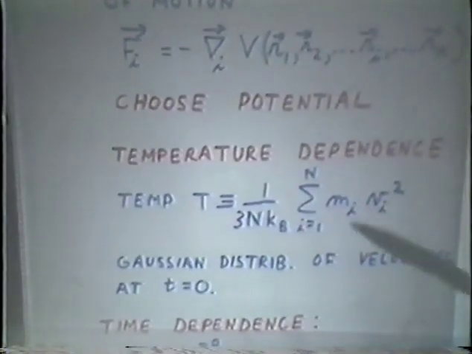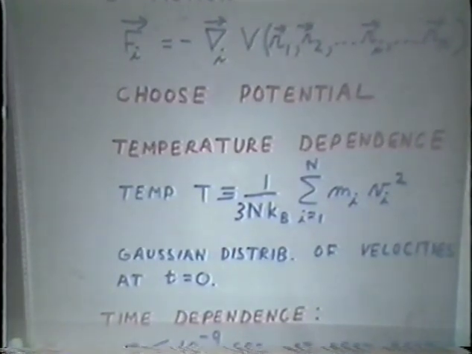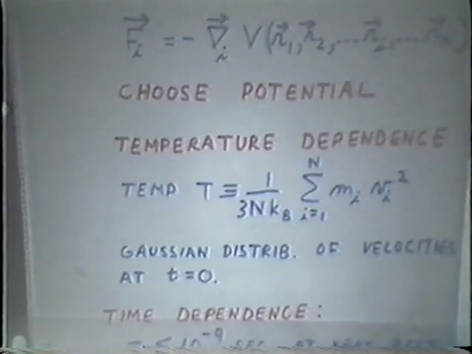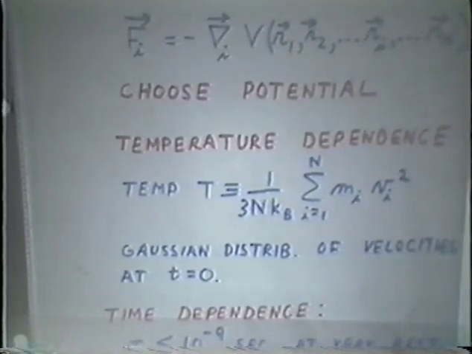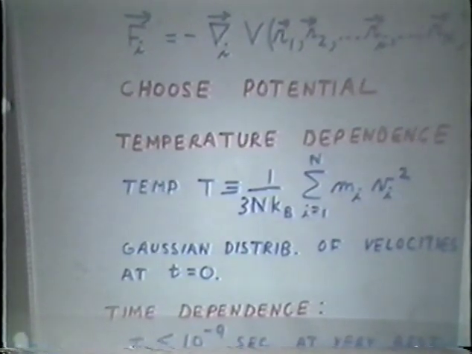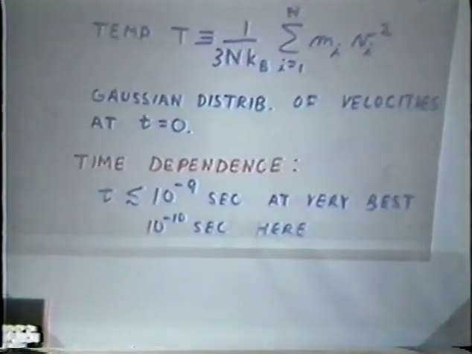One studies statistical properties as a function of temperature, and temperature in the molecular dynamics simulation is defined in terms of the kinetic energy. So that by choosing a distribution of velocities, one fixes the temperature and one can hold the temperature constant by readjusting the distribution of velocities as necessary. The second point concerns the time scales that one can deal with.